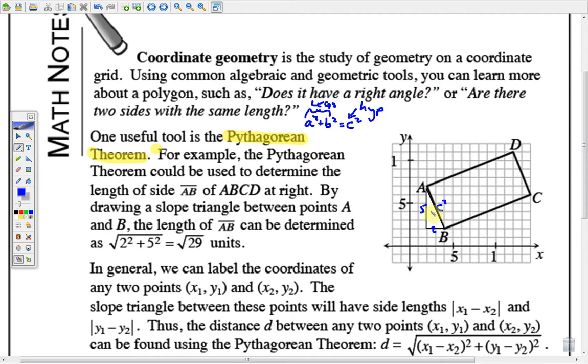And then the c squared is going to actually be that length AB. So I can just plug that into my Pythagorean theorem and figure out that AB is equal to the square root of 29 units. Square root of 29 is going to be somewhere between 5 and 6, because the square root of 25 is equal to 5 and the square root of 36 is equal to 6. The square root of 29 is right in the middle. So we're going to be somewhere in the 5.4, 5.5 range for that value.